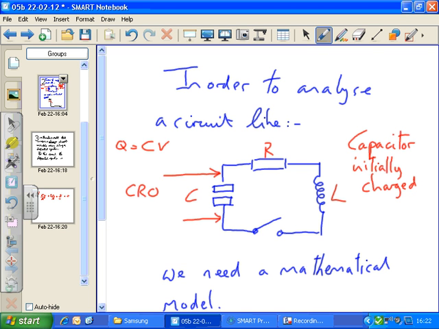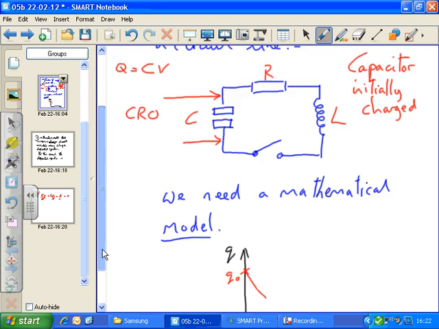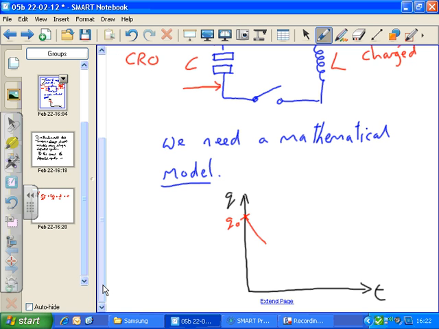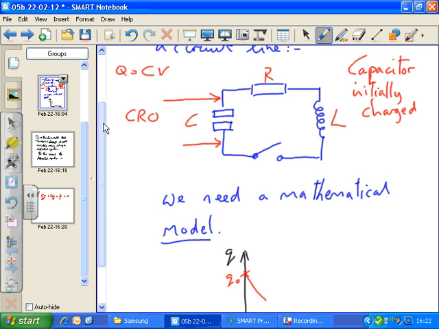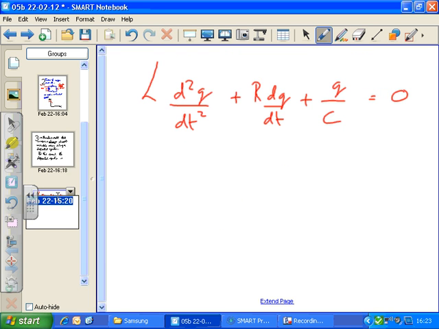So this CRO measures the voltage. If we know the voltage, we just multiply that by the value of the capacitance and we've got the charge. So we can plot a graph of charge against time. But of course, we're actually going to be measuring voltage. So V equals Q over C. And if we go back to this original differential equation, Q over C stands for the voltage across the capacitor.